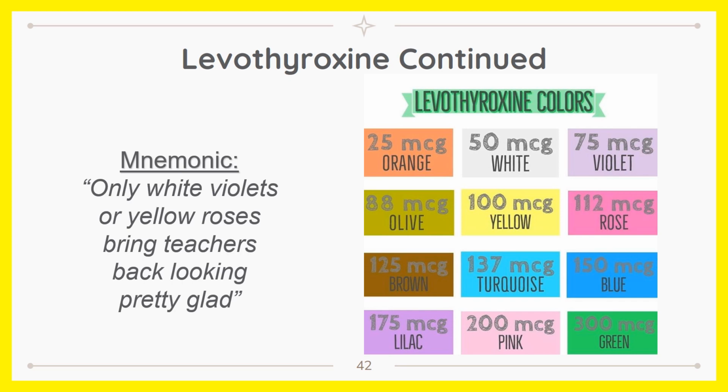A little side note here, just focusing more on the NAPLEX side of things. Levothyroxine, whether it's coming from a generic or brand formulation, comes in specific strengths that are specific to its colors. And I just highlighted the colors here on the right. A great mnemonic to have memorized would be: only white violets or yellow roses bring teachers back looking pretty glad.